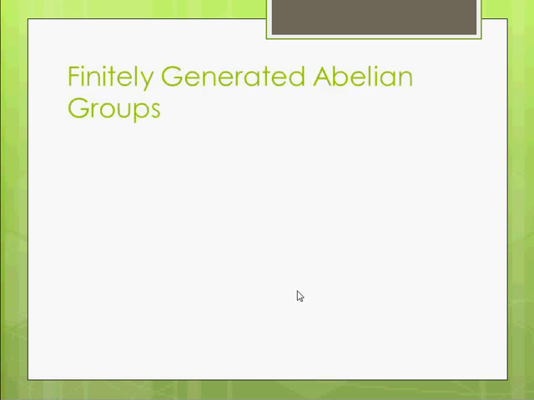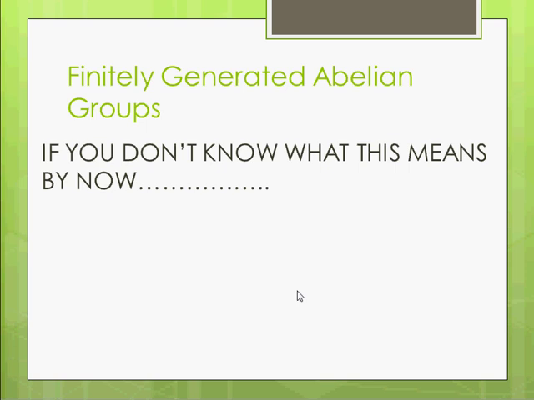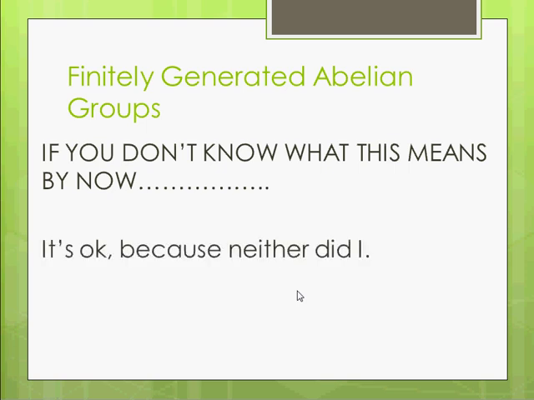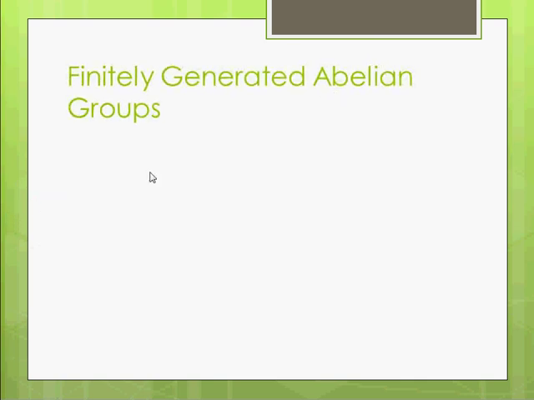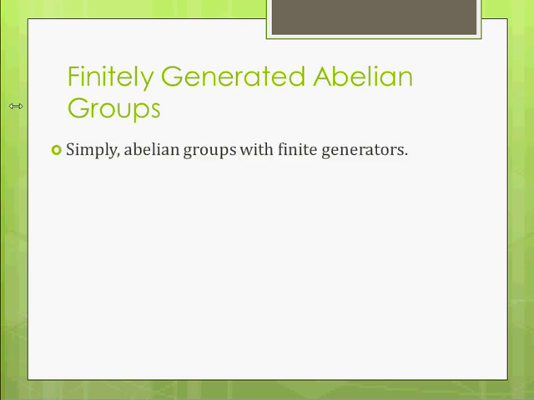So that's direct products. Now, finitely generated abelian groups. If you don't know what this means by now, it's totally okay, because neither did I. I had to look up a lot of stuff for this lecture, and it took me a lot of time to make. Finitely generated abelian groups are abelian groups with finite generators, as far as I can tell.